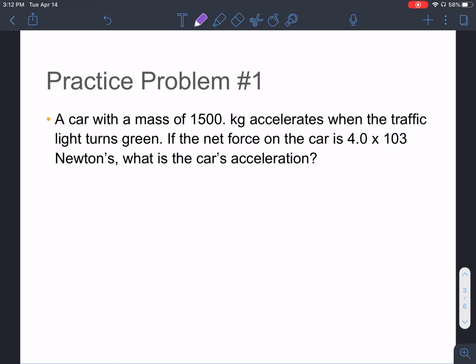All right, first one. A car with a mass of 1,500 kilograms accelerates when the traffic light turns green. If the net force on the car is 4.0 times 10 to the third newtons, what is the car's acceleration? Pause the video and try calculating this on your own. When you're ready to see how it's calculated and the answer, press play.